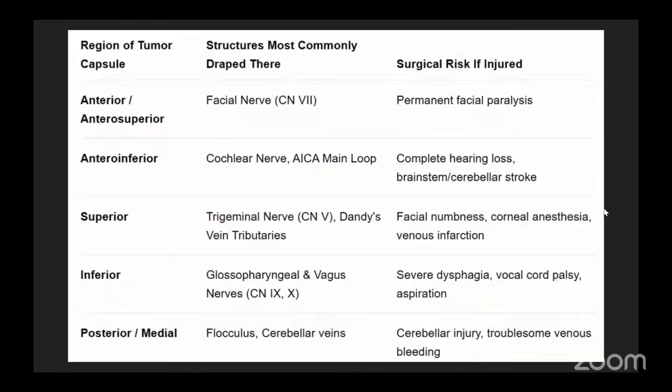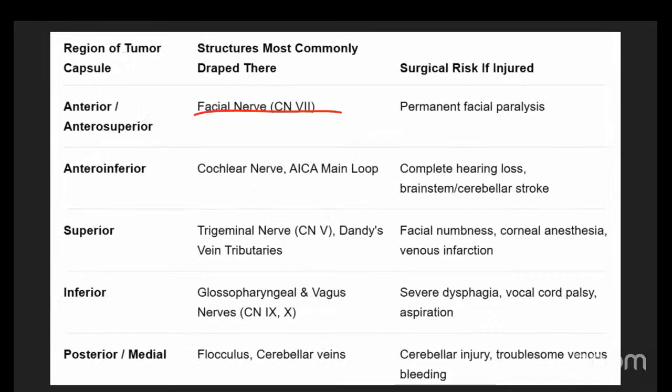Okay, so this is our last slide, the slide that I was talking about. This is a cheat sheet for anybody who wants to remember and keeps forgetting this stuff, or for people who have exams, clinicals coming up. Facial nerve is anterior or anterior superior, right? And once you are doing the vestibular schwannoma surgery, then the facial nerve is going to be right at the anterior end of the tumor capsule. You're not going to see it first. Apart from that, what are you going to find?